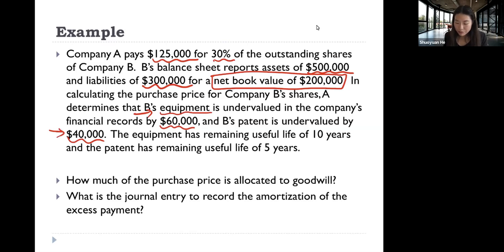The equipment has a remaining useful life of 10 years. The patent has a remaining useful life of 5 years. How much of the purchase price is allocated to goodwill? And what is the journal entry to record the amortization of the excess payment? So please take 5 minutes, work on this example on your own, and you can pause the video for now.